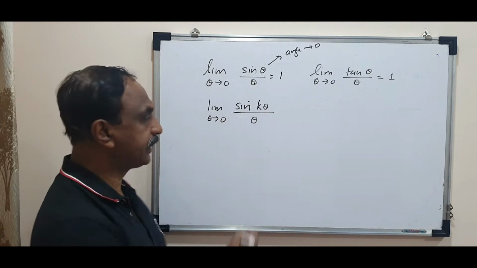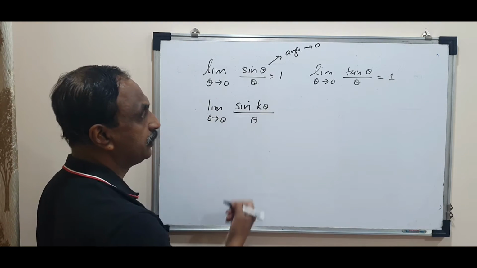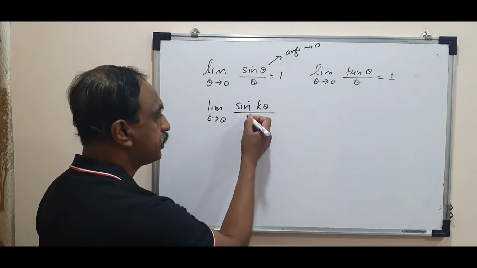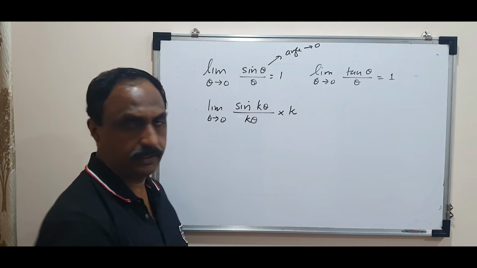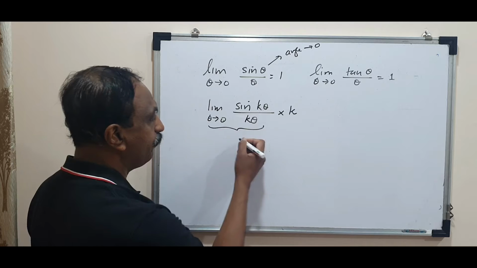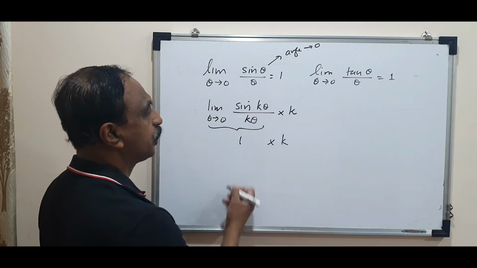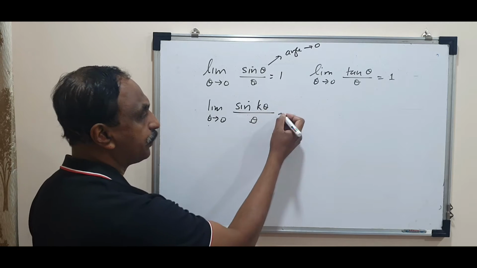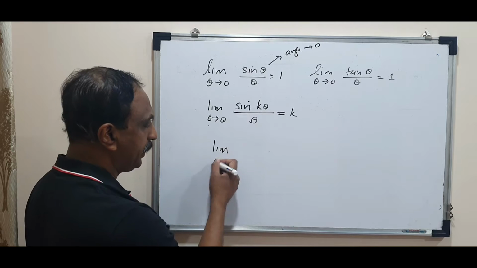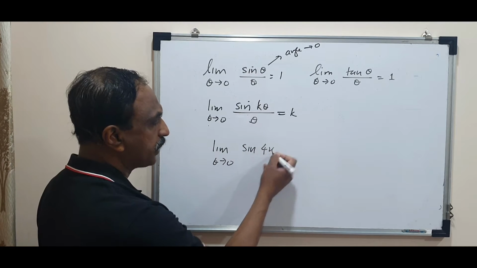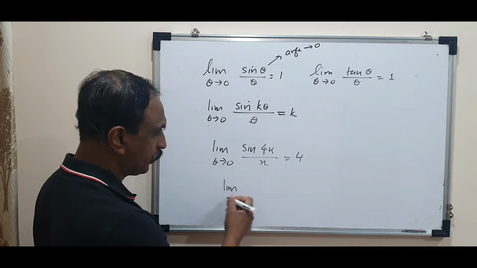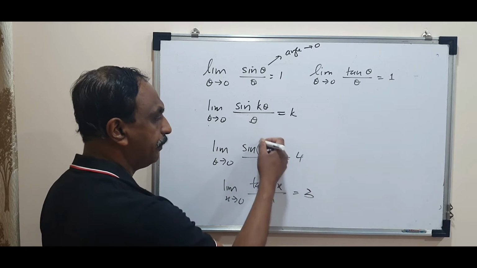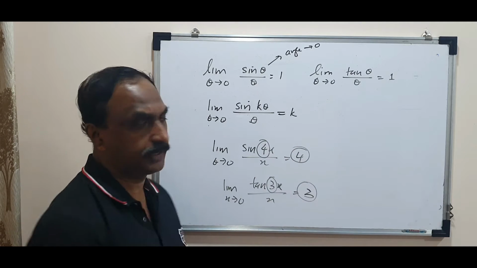So if I have sine k theta, when I apply the limit here, this tends to 0. But the denominator and the angle part of sine are not the same. So what I do is divide and multiply by k. So now this part became 1. So my answer becomes k. So remember this, limit theta tending to 0, sine k theta upon theta is k. So first you tell me, limit x tending to 0, sine 4x upon x will be 4. Limit x tending to 0, tan 3x upon x will be 3. Whatever the number here, the same will be your answer. The coefficient becomes your answer.